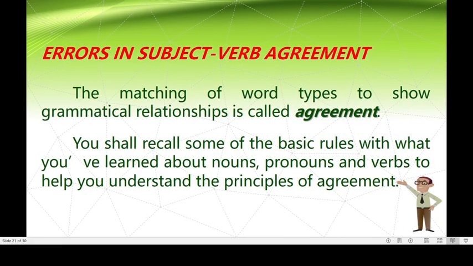Another point is the errors in subject-verb agreement. The matching of word types to show grammatical relationships is called agreement. You shall recall some of the basic rules you've learned about nouns, pronouns, and verbs to help you understand the principles of agreement.